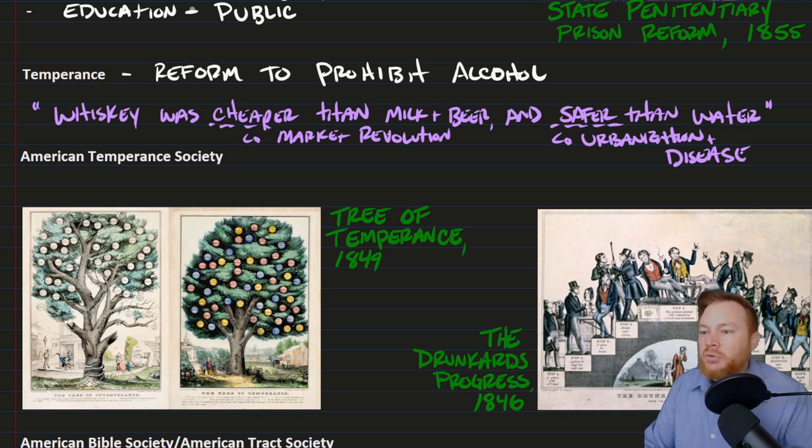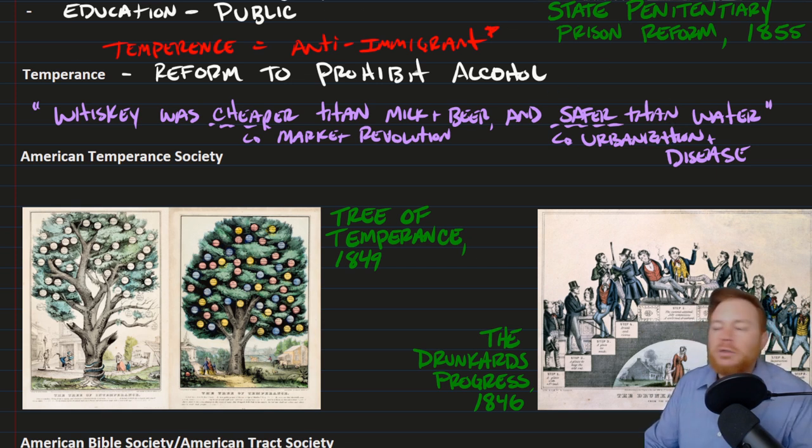One other point that we should make about temperance is that there is a connection between temperance and anti-immigrant sentiments. A lot of these Protestant reformers, and this is not entirely accurate, end up blaming the increase in alcohol consumption on arriving immigrants. And the truth is that we don't really see that big of a discrepancy in terms of drinking, but it became a convenient overlap for a lot of reformers who opposed both alcohol and immigration.